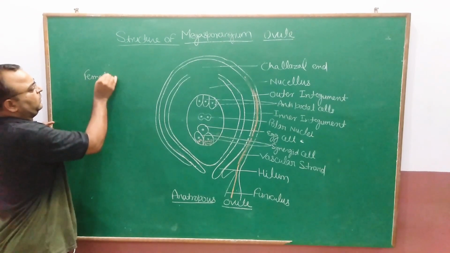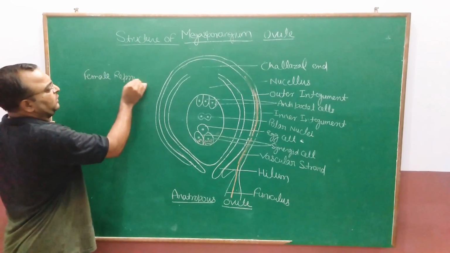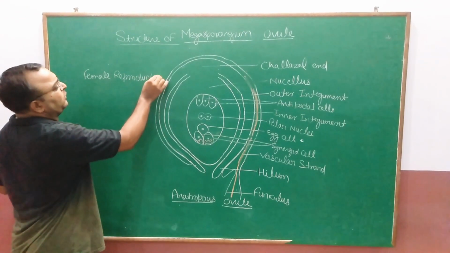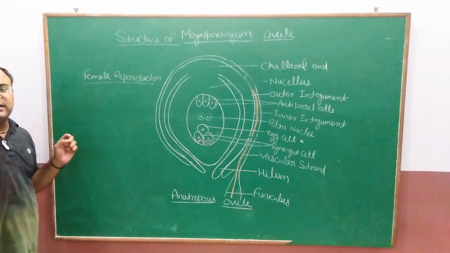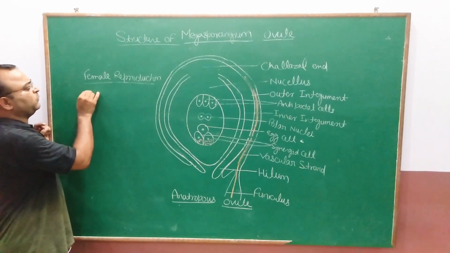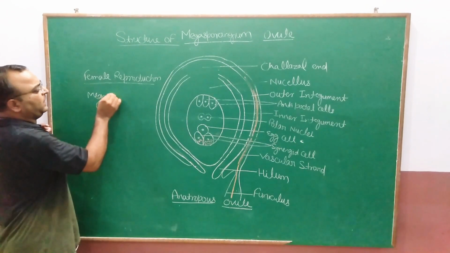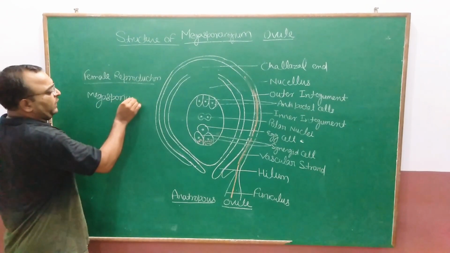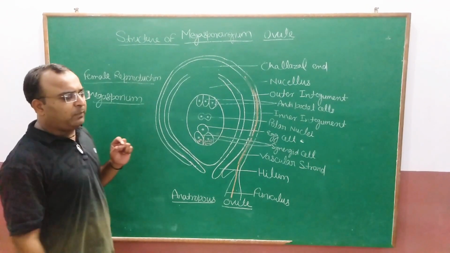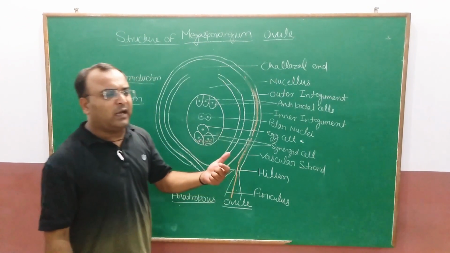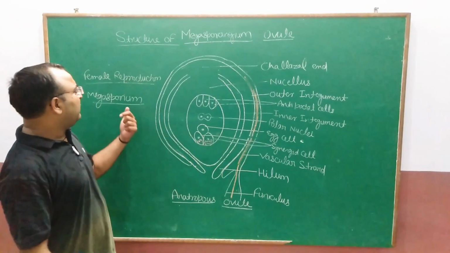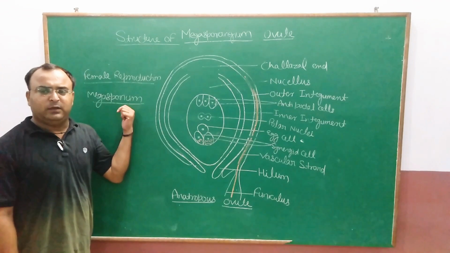Female reproductive structure. Inside the female reproductive structure, this is also known as the megasporangium. As you know very well, in plants, in the male we call it a microsporangium, and here we call it a megasporangium. Is it clear?